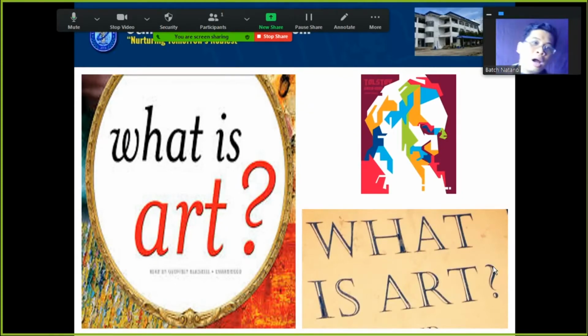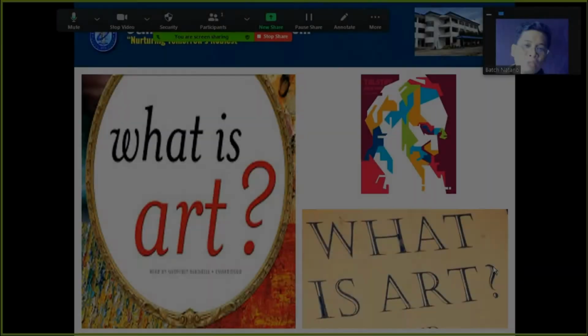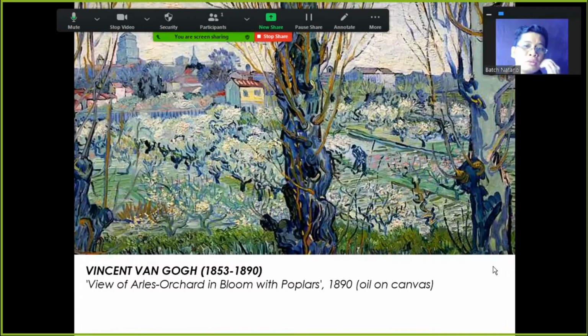So let us see how Tolstoy, or Leo Tolstoy, views art. Moving on, I will be showing here the different forms of art. This one is a very beautiful art by Vincent van Gogh. Others might see it as something weird, because if you just look at the movements of the colors, the combination of colors, it's something weird. It is View of Arles, Orchard in Bloom with Poplars, which was painted by Vincent van Gogh in 1890.